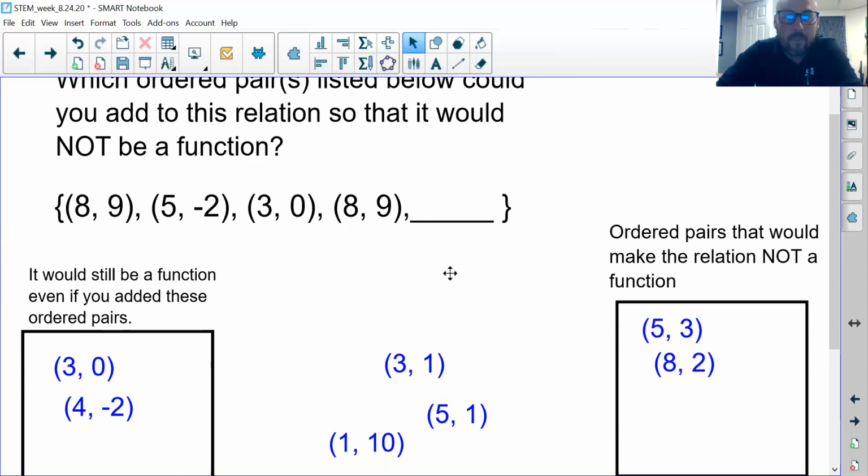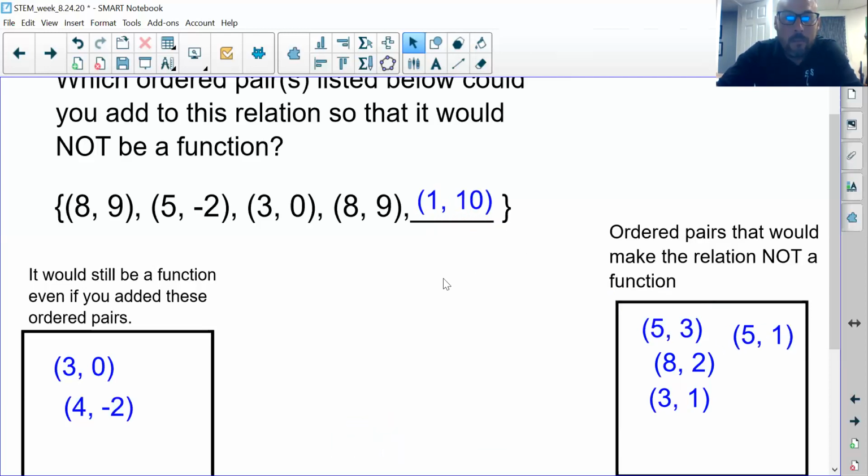It's not a function. 3, 1, no good. 3 already goes to 0. 3 can't go to 1, not a function. 5, 1, no good. 5 already goes to negative 2. 5 can't go to 1. It's already going to negative 2. Can't go to 2 different places. 1, 10, that's fine. 1 goes to 10. I don't have any evidence here that 1 goes anywhere else. So that'll do it.